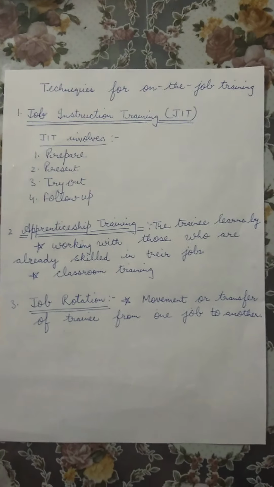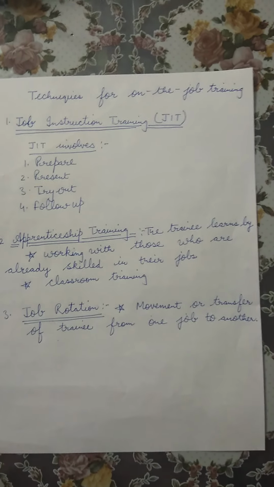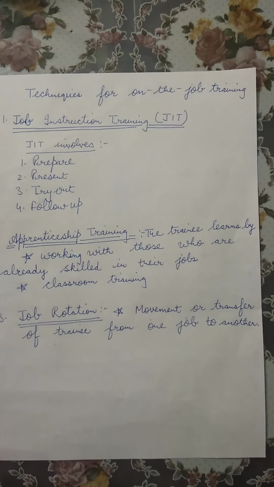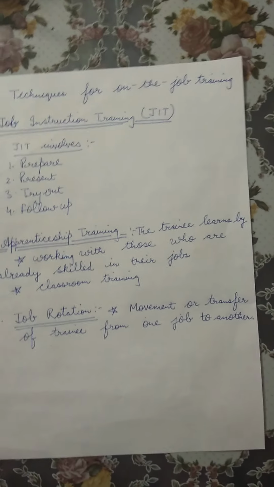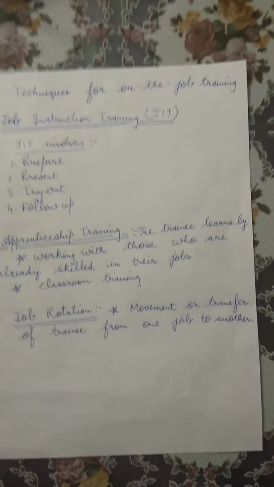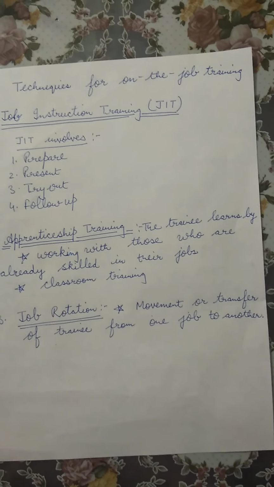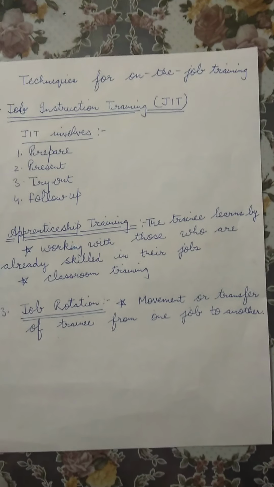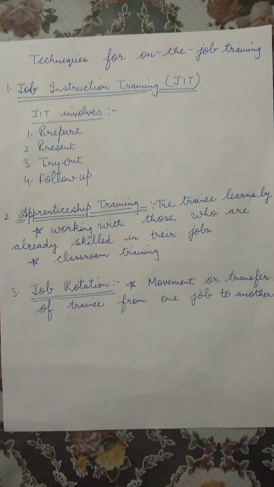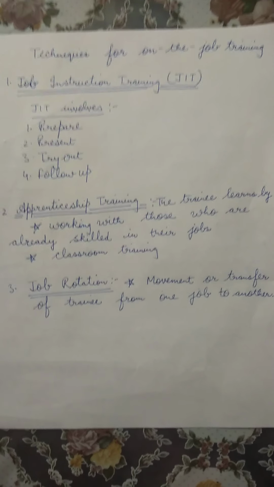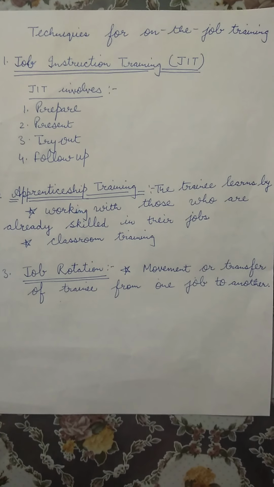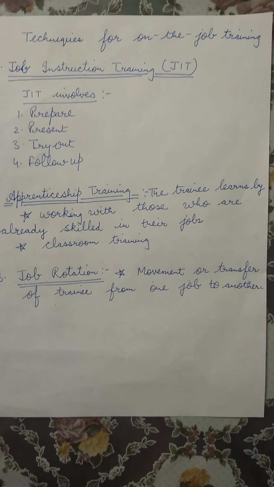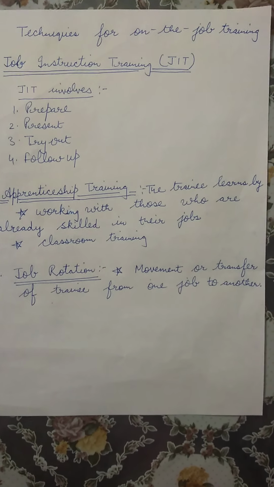In the case of apprenticeship training, the trainee learns by working with those who are already skilled in their job. Say, for example, a welder is working under the guidance of a senior welder. So, he is learning the job with the ones who are already skilled, who are already experienced in that job profile. A plumber working under a senior plumber, an electrician working under a senior electrician. So it is basically working with those who are already skilled in their job profile.